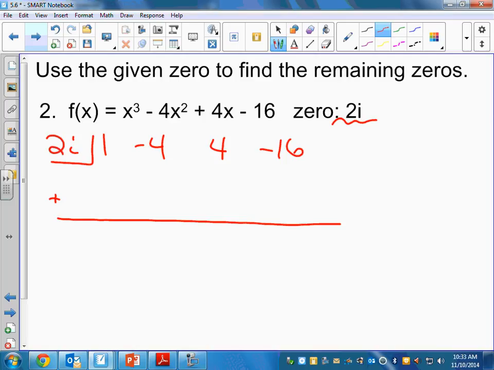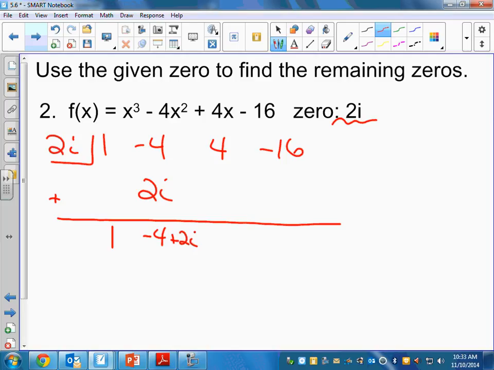Like 1 plus i, you can't put together. So when I bring this down and I get 1, and I take 1 times 2i, I cannot say negative 4 plus 2i is negative 2i. I have to just say that's negative 4 plus 2i. With me on that?